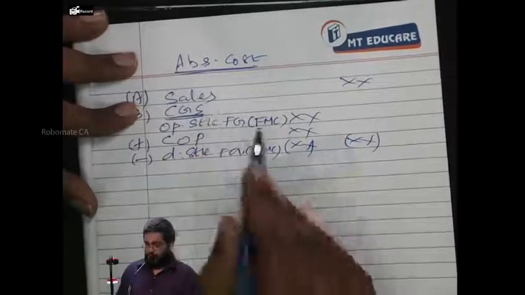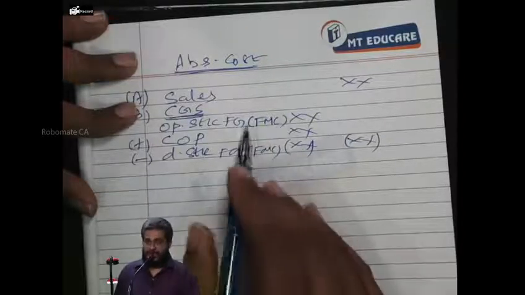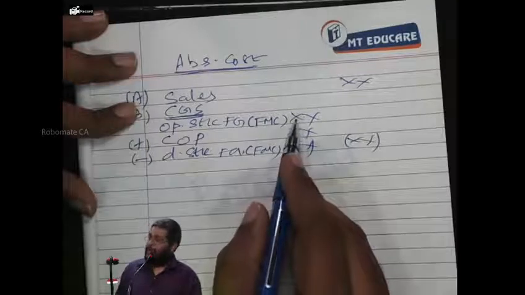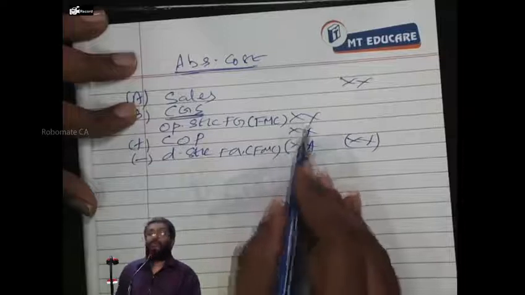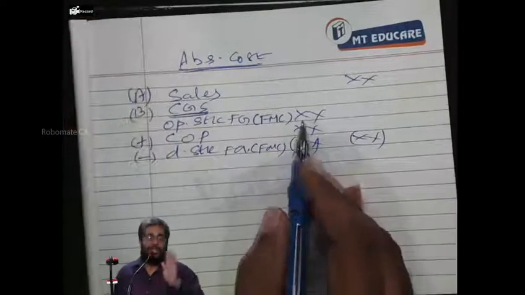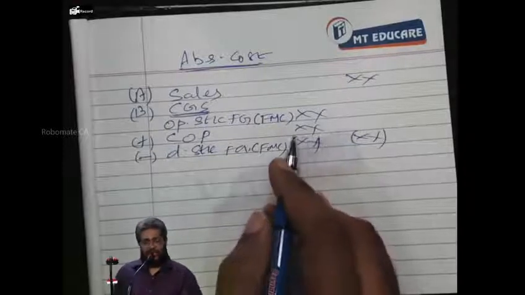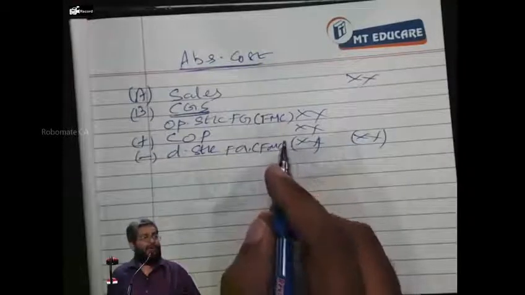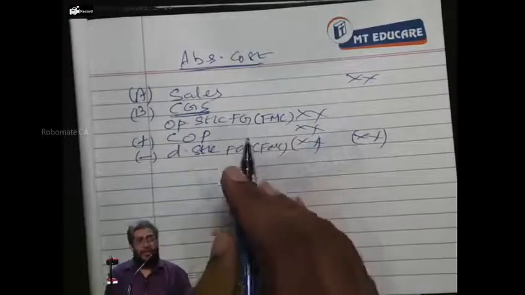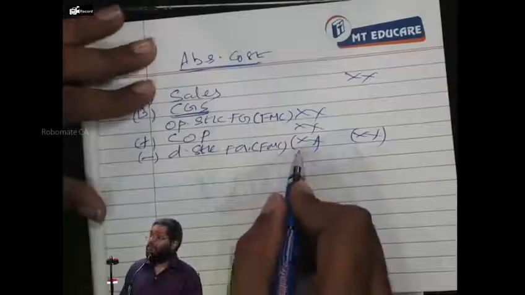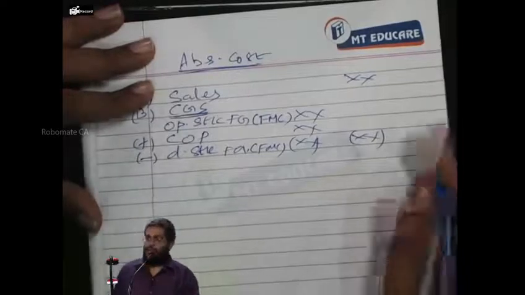What is cost of goods sold? Last year I produced some units not sold, brought to this year. This is the cost of goods produced last year, brought to this year. And this is the current year production cost. The total gives you cost of goods available for sale, that is, last year's unsold units and this year's produced units. In this, minus cost of goods not sold. What is cost of goods not sold? Closing stock. What is left is cost of goods sold.